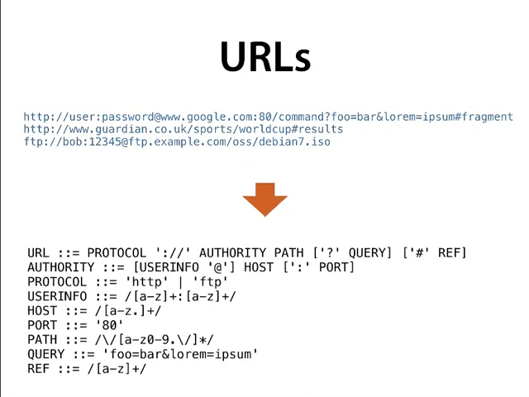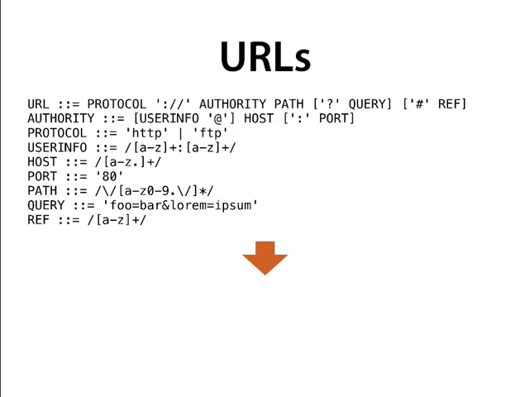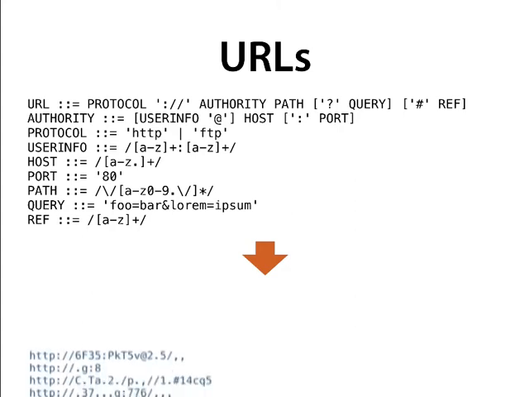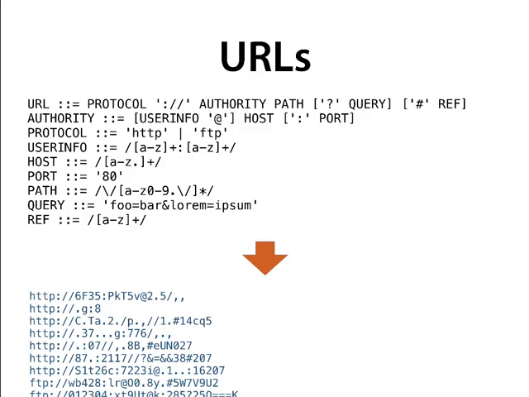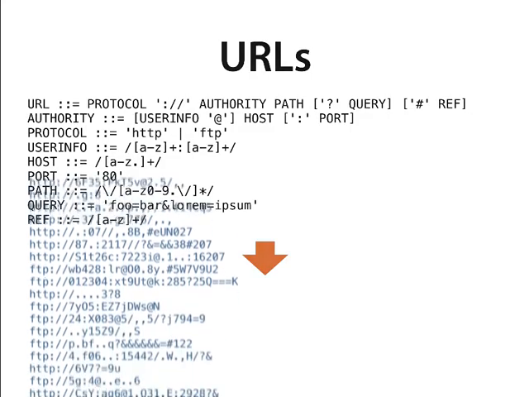Now if we feed in more URLs into the system, the grammar generalizes to match multiple inputs. And this can then be used to generate millions of URLs, all for fuzzing. Here's the first 1,000 URLs as produced by our system.